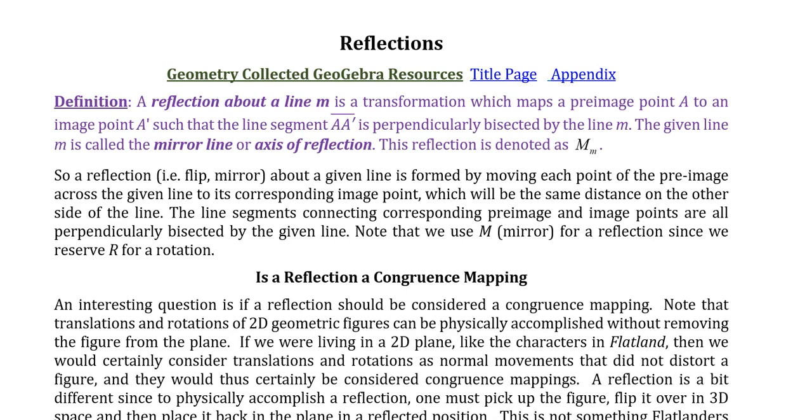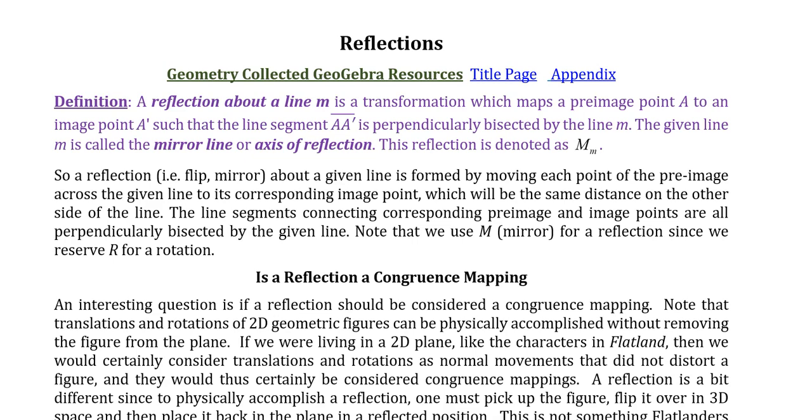All right, in this video, we're going to go on to our third main type of isometries, a reflection. A reflection about a line M is a transformation which maps a preimage point A to an image point A prime such that the line segment A to A prime is perpendicularly bisected by the mirror line M. The given line M is called the mirror line or axis of reflection. The reflection is denoted as capital M sub whatever the mirror line is, little m.